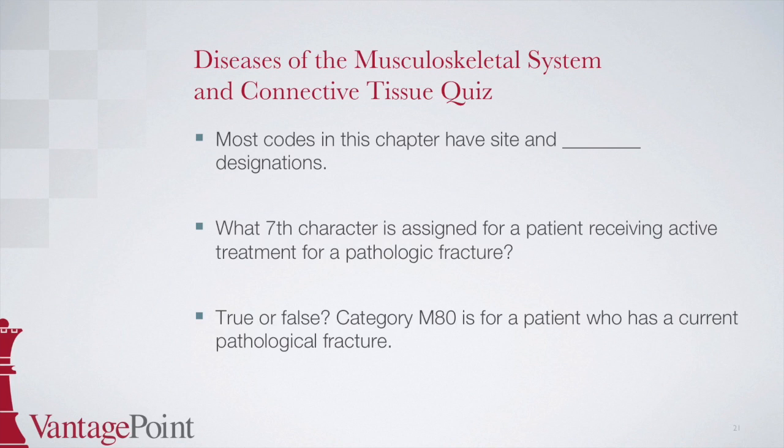The answer to our first question is laterality. Remember, this is one of the new concepts of ICD-10 that gives us greater specificity. The answer to the second question is A for initial encounter. The answer to the last question is true. If you went to category M80 in the tabular, you would see that it's for osteoporosis with current pathological fracture.